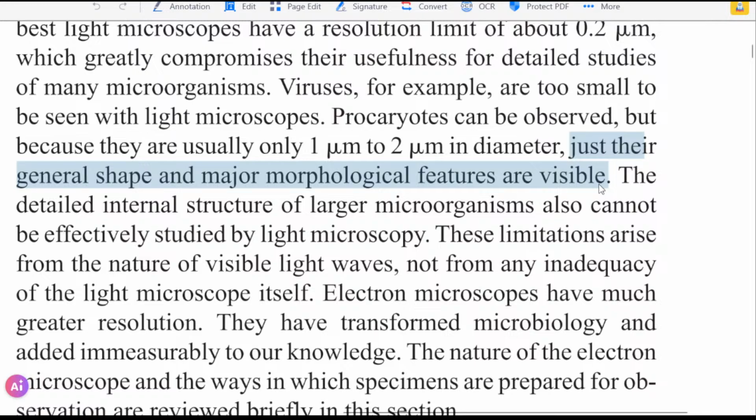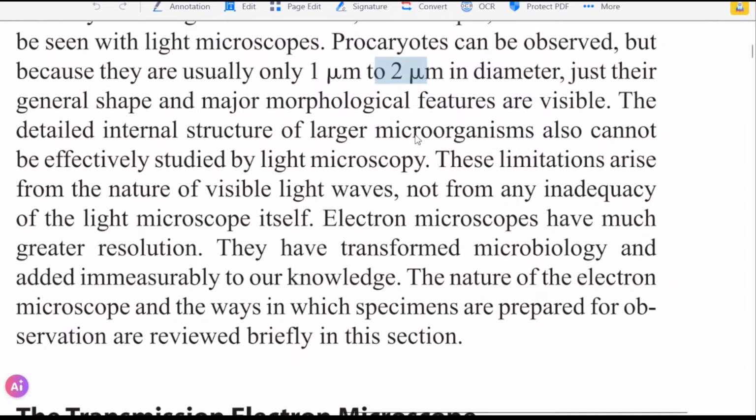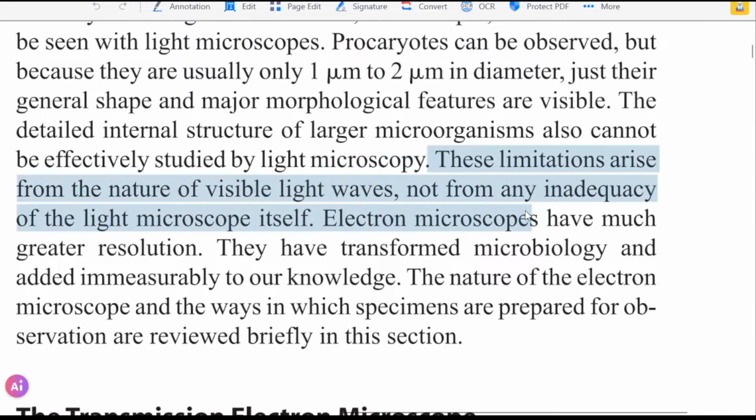Of course, if the microorganism is just 1 to 2 micrometers, the internal structures are going to be smaller than this, and the light microscope cannot go further into that. The detailed internal structure of larger microorganisms also cannot be effectively studied by light microscope. The nucleus of some organisms can be studied, as it is not that small. These limitations arise from the nature of visible light waves.